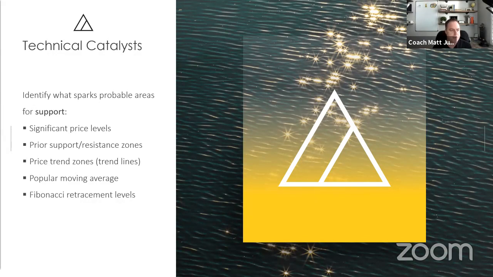So when you're talking about moving averages, there are 2 basic types of moving averages. You have your SMAs, which are your simple moving averages.